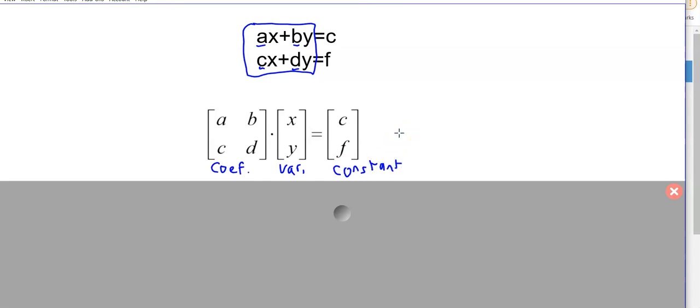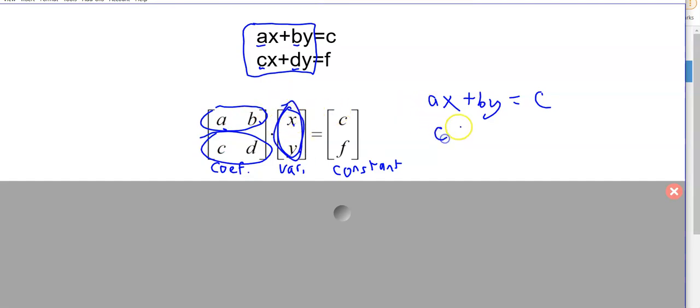Just to prove that this does in fact make this, if we multiply row by column, this is a 2 by 2 times a 2 by 1, so our result should be a 2 by 1. We get AX, first times first, plus BY, second times second, equals C. If we multiply the bottom row times this column, we get CX plus DY equals F. And so we get that same system, but it's now written as a matrix.